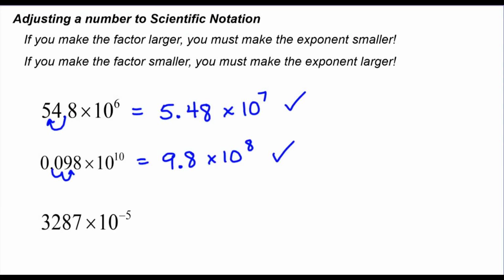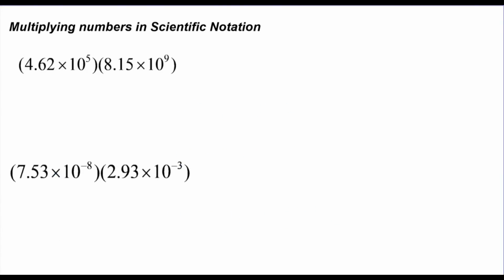And then the last one, 3,287 times 10 to the negative 5th power. That is definitely not scientific notation. So I need to adjust my factor so that it is between 1 and 10. I'm going to move it 3 places to the left to make it 3.287. Now it's between 1 and 10, but what's going to happen to the exponent? Again, I made the factor smaller, so I need to make the exponent larger. I moved 3 places to the left, so I need to increase the exponent by 3, and 3 bigger than negative 5 is actually negative 2. So 3.287 times 10 to the negative 2nd power is scientific notation. So just a quick little lesson here on how to adjust numbers that are not in scientific notation to make them into scientific notation. So now let's get into our operations here.